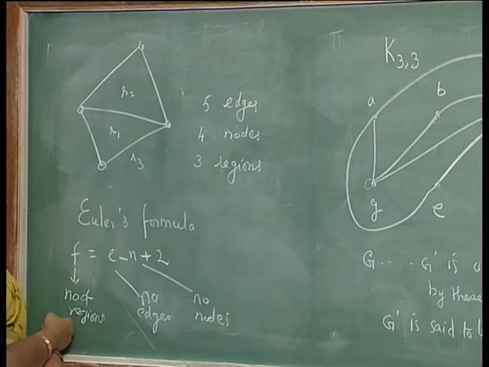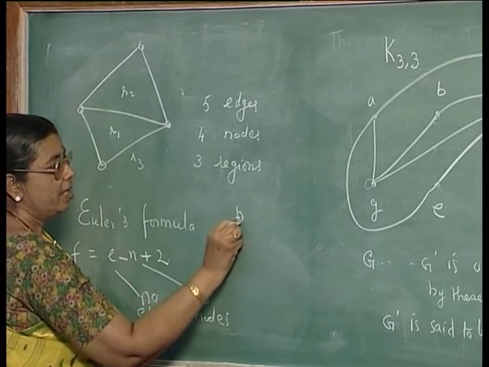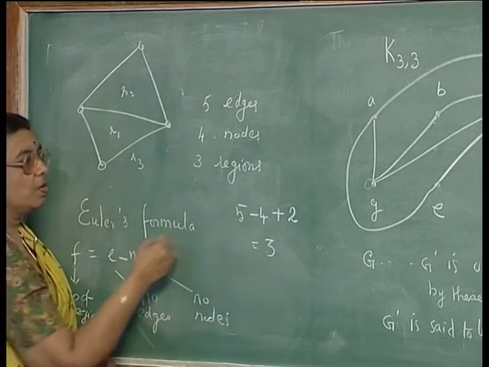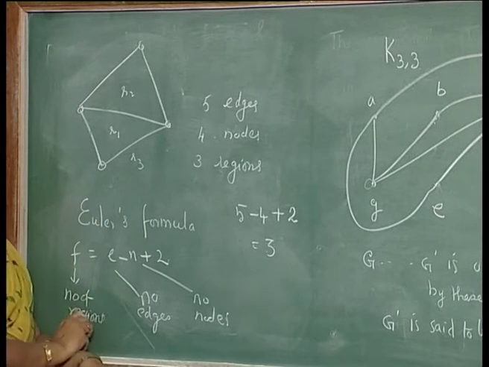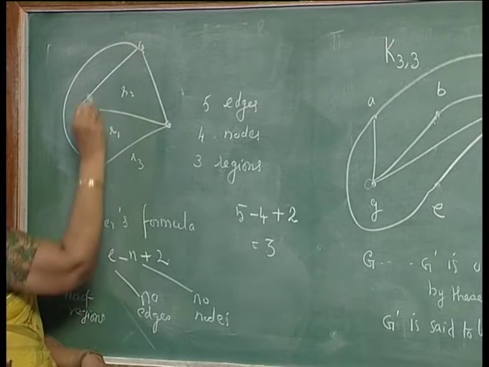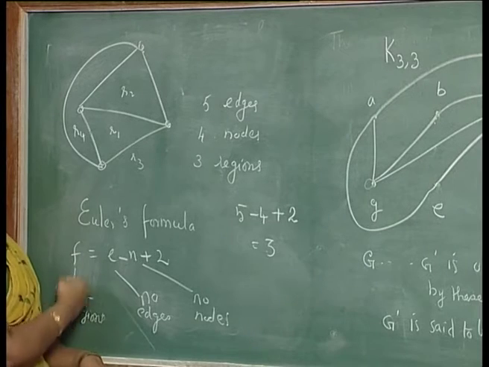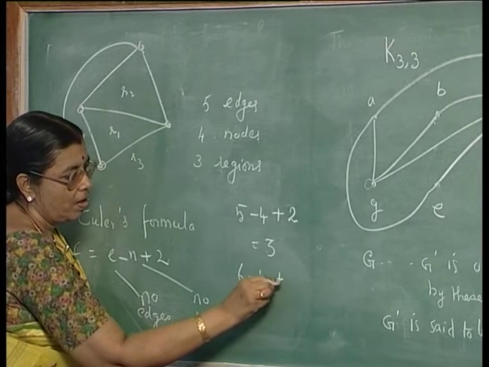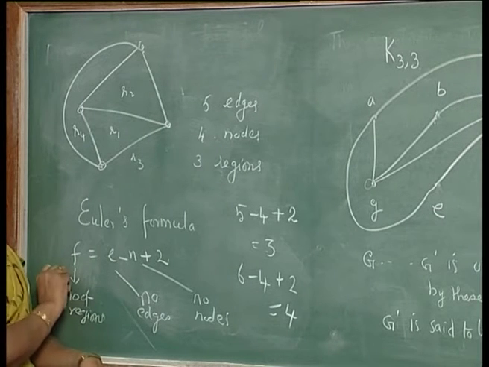Here look at this, how many regions are you having? You have 3 regions. What is e minus n plus 2? e is 5, minus n, plus 2 is 3. So, you are having 3 regions here. It satisfies Euler's formula. Suppose I have one more edge between them like this. How many regions do I have now? 4. Obviously, there are 6 edges now. So, 6 minus 4 plus 2 is 4. 4 regions I have. This is known as Euler's formula.